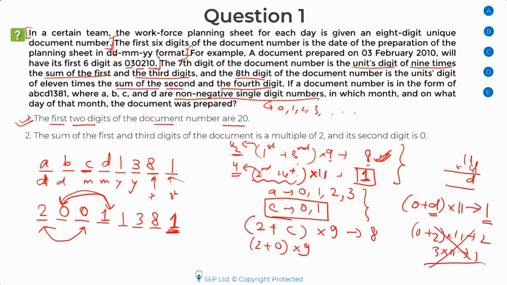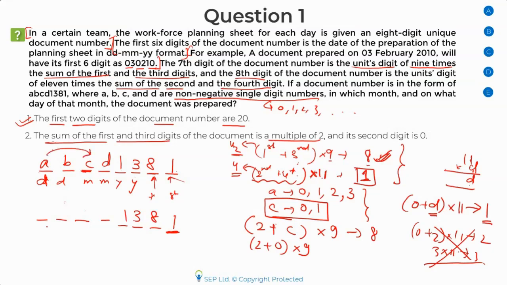Okay, now I can see it's clear to most of you. So let me go to the second statement, and let me just remove this very quickly. What is the second statement telling me? Let me write this down. The sum of the first and the third digit of the document is a multiple of 2. Now notice I have already written this. What are the possible values of A and C? If I know the sum is a multiple of 2, then what values are possible? Can anyone tell me what values I can take? It's a multiple of 2.